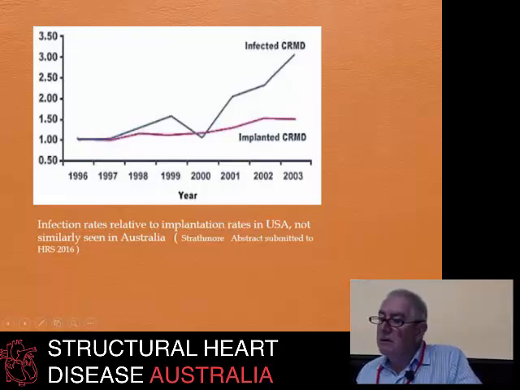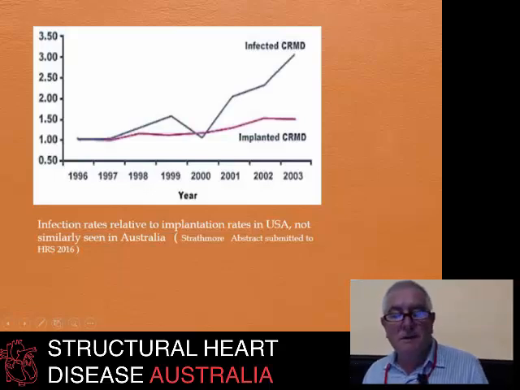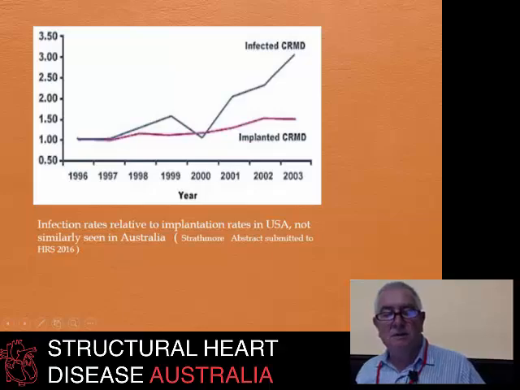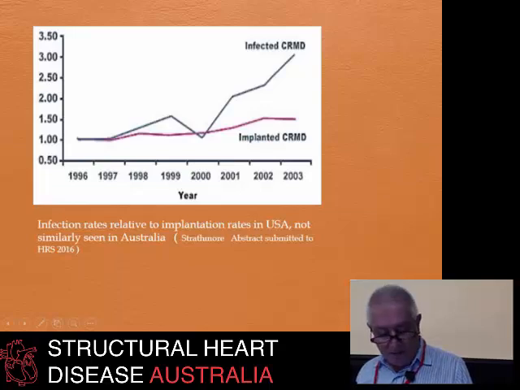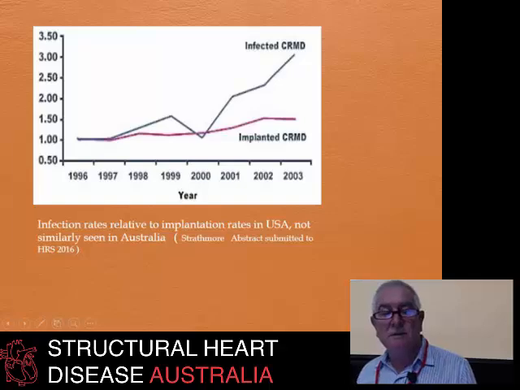This gives you some idea. These are US figures, and they're not actually being seen to parallel in Australia at this stage. So this is the rate of implantation of devices, and this is the infection rate that's being seen in the States. This is back to 2003. So a significant increase in infections and a constant increase in the number of devices inserted.